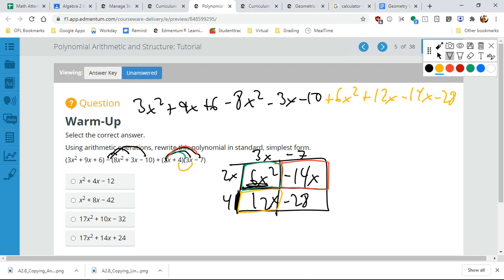Does that make sense how I did this, guys? How I came up with these numbers? Yes, no, maybe? Cool. So from here, I'm going to keep track of all of my squares. I have 3, negative 8, positive 6. So if I add all these together, I have 3 minus 8, that's negative 5x plus 6.